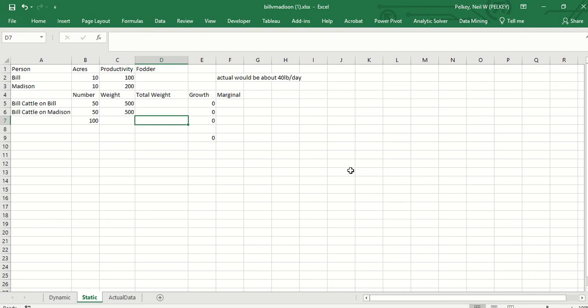All right, we're going to do the Coase problem static version right now. Bill versus Madison. We have Beefman Bill, who owns 10 acres, but it's low productivity. It only produces 100 pounds of fodder per acre. And so we'll multiply the acres times the productivity to get the total fodder.